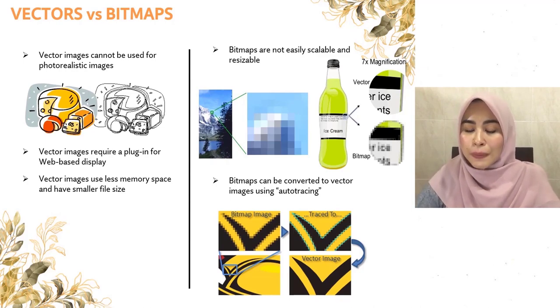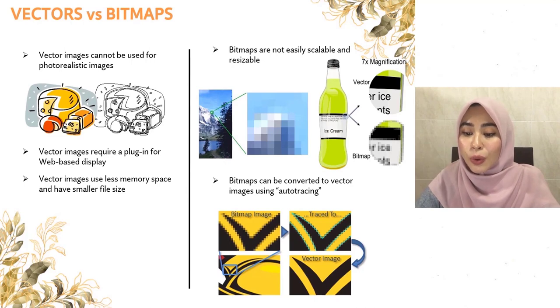When it comes to bitmaps, you can actually convert one to a vector if you want to. What you can do is use auto tracing. It will take that bitmap image and detect the lines that make up the image, so it can convert that into a vector image for you.